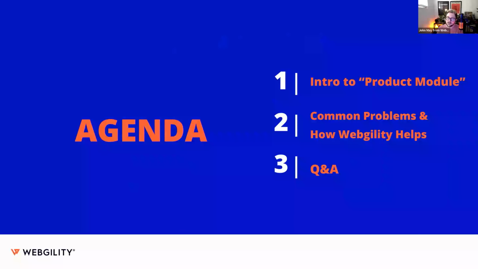For the agenda today, pretty straightforward. As always, I like to do a little bit of a preamble intro to what we're talking about, just talk about the product module, what it is, why it is the way that it is, and how we're framing this conversation around the product module. Then we'll move to the common problems.